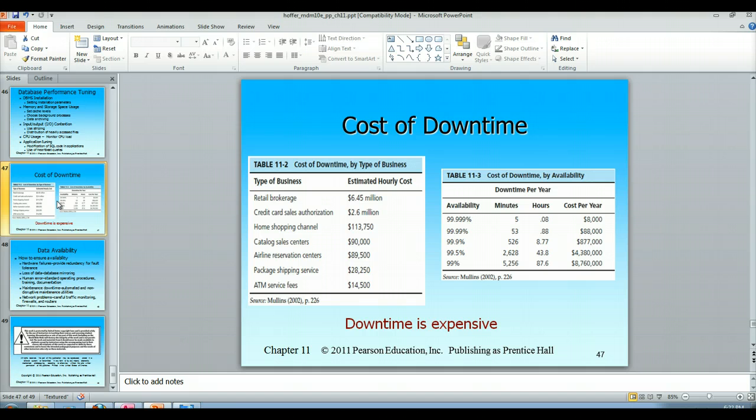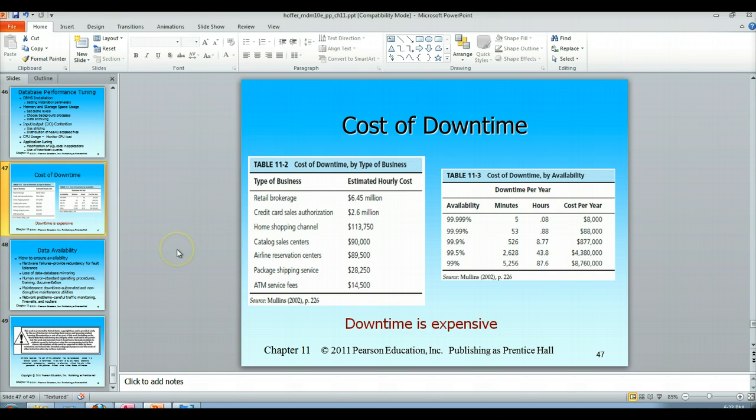And again, if we talk about the cost of downtime, when our availability is 3 nines, we're still talking about $8,000 a year in costs associated with the 5 minutes that we're down. If we're 2 nines, right, 99.99%, you can see the cost starts to go up exponentially.